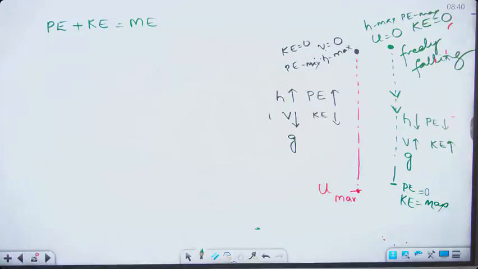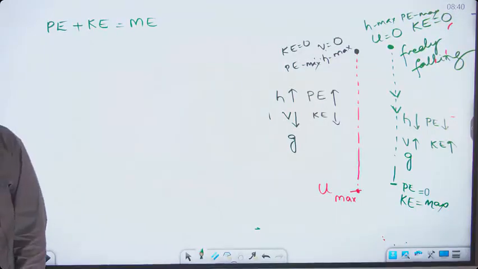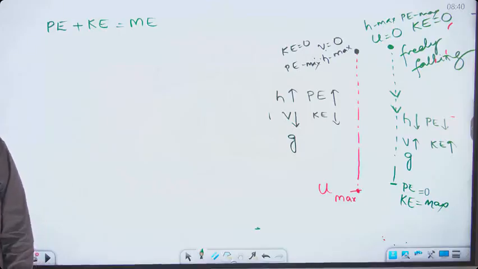Then, coming back here, the sum of potential and kinetic energy is known as mechanical energy. Now, which objects possess mechanical energy? Examples of mechanical energy.